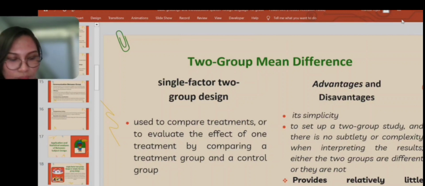So, yung disadvantage niya is yung provide relatively little information. So, kasi nga dalawang group lang yung ginagamit ng research. So, researchers obtain only two real data points for comparison. So, although two data points are sufficient to establish a difference, they often are not sufficient to provide a complete detailed picture of the full relationship between an individual independent and dependent variable.